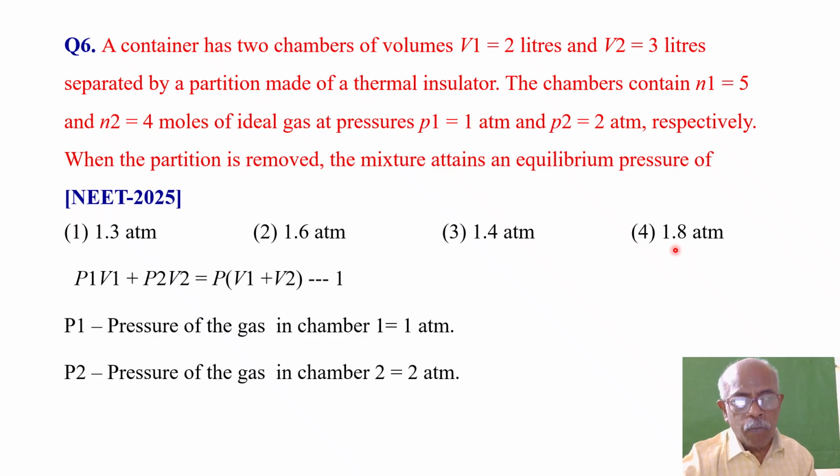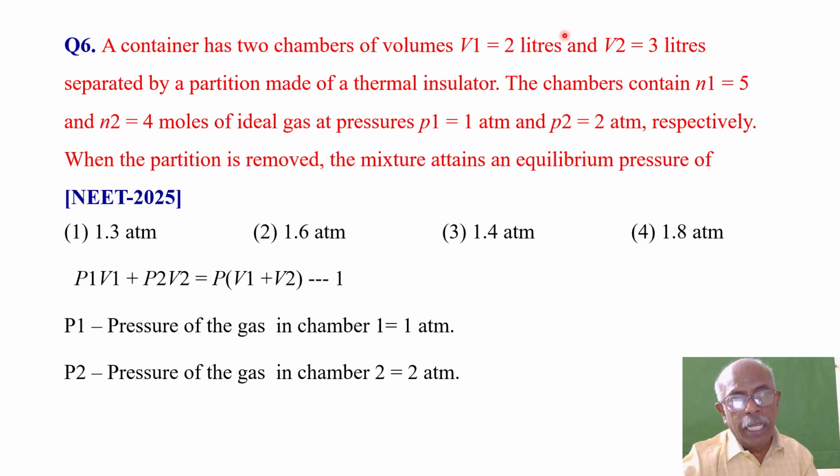So you know that P1 V1 plus P2 V2 is equal to P into (V1 plus V2). So what is this? For chamber 1, pressure P1, volume V1. For chamber 2, pressure P2, volume V2. When the partition is removed, it will attain a final pressure, and the total volume occupied by the gas will be 2 plus 3, 5. So V1 plus V2. So this is the equation.